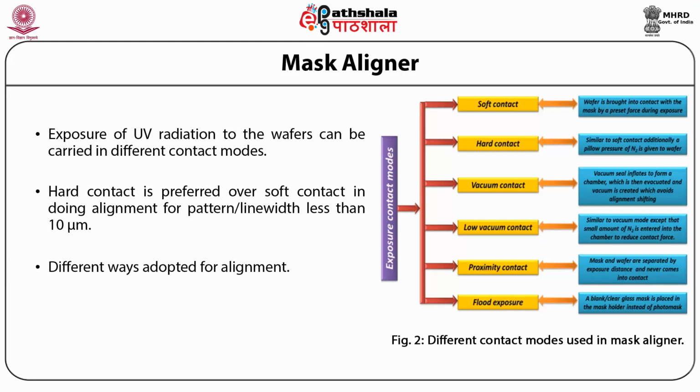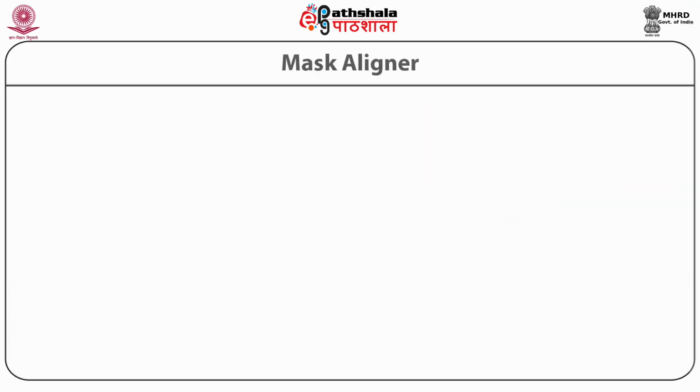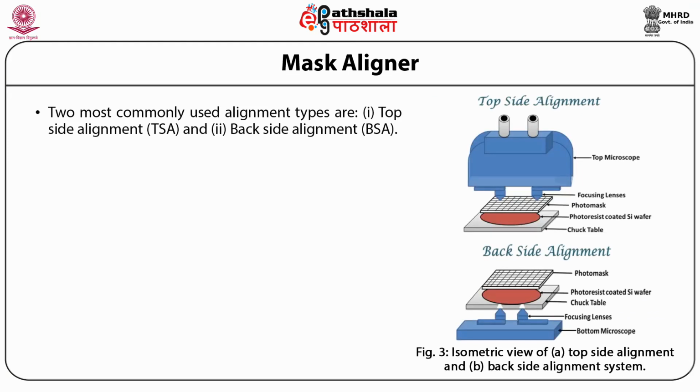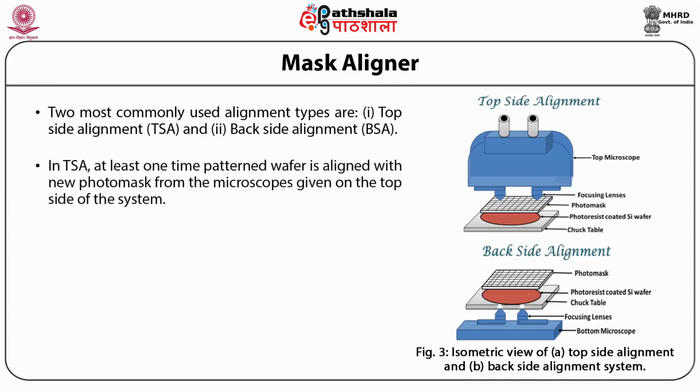So the different ways adopted for alignment are given in the given figure. The two most commonly used alignment types are top side alignment or TSA and the backside alignment or BSA, which are shown in the given figure. In the top side alignment, at least one time patterned wafer is aligned with a new photomask from the microscopes given on the top side of the system.